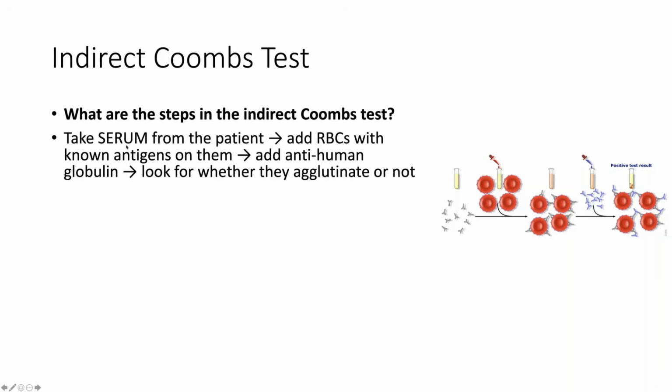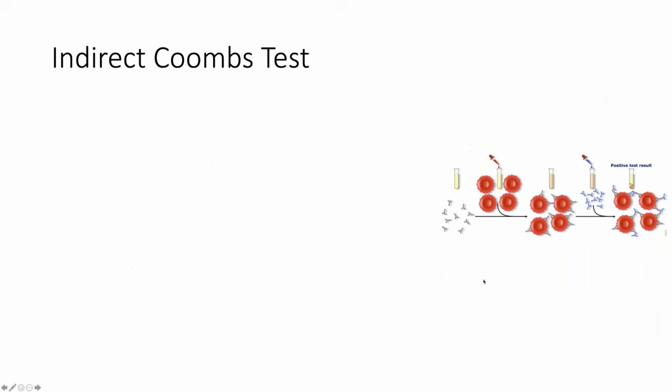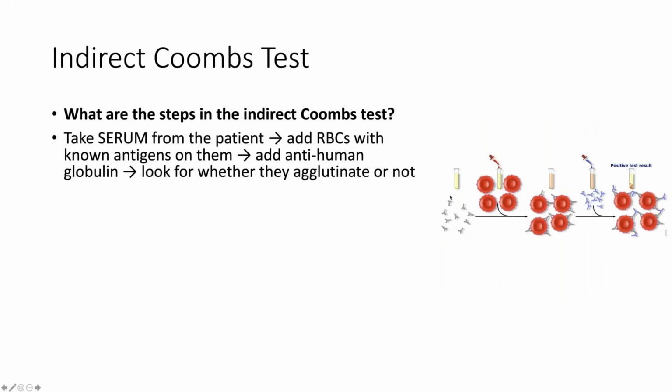So in other words, the first step is that you take the serum. Again, this is a critical difference. In the direct Coombs test, you're taking literally their red blood cells versus in the indirect Coombs test, you're taking their serum. Yeah. And then the second step in the indirect Coombs is that you're adding red blood cells with known antigens on them. Usually you'll do multiple sets of these. So you'll add red blood cells and then you'll add the Coombs reagent and then you'll look to see whether they clump.